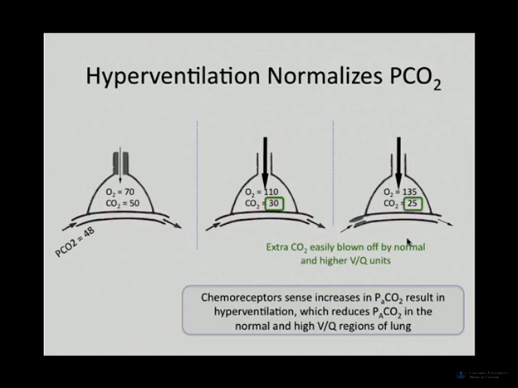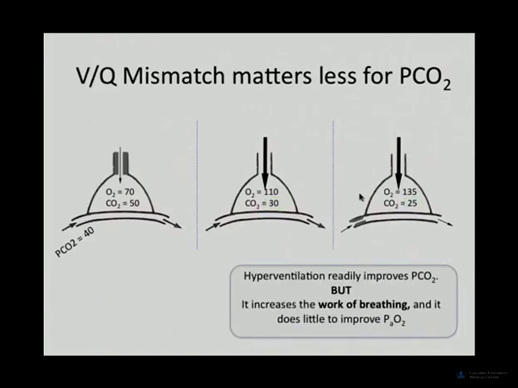So a little bit of VQ mismatch, pathologic VQ mismatch affecting PCO2, gets corrected very, very quickly by the body and the chemoreceptors in the brain with these higher VQ units. The problem, though, is that takes work. And we see this in a variety of lung diseases where VQ mismatch or other problems are causing PCO2 to be higher. The body corrects it by hyperventilating, but that takes energy.